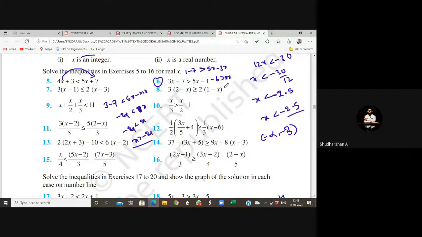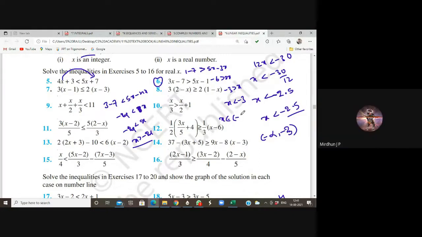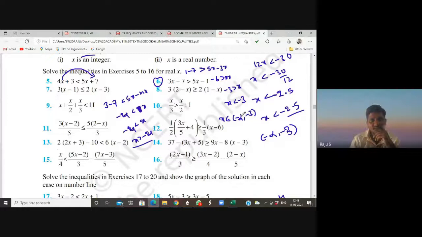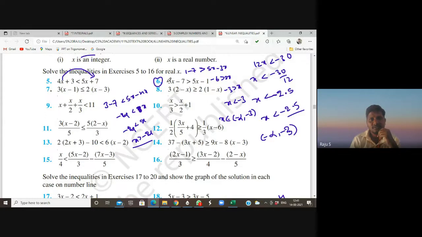Sir, x lesser than minus 3. Yes, x lesser than minus 3. Nothing but x belongs to minus infinity to minus 3. So, minus 4 only will come.